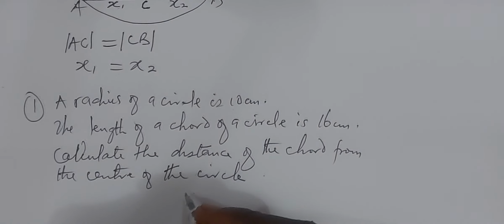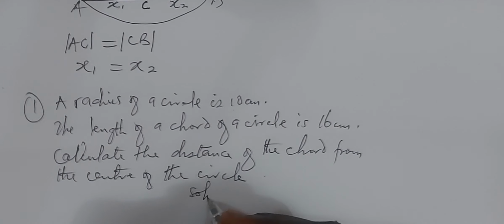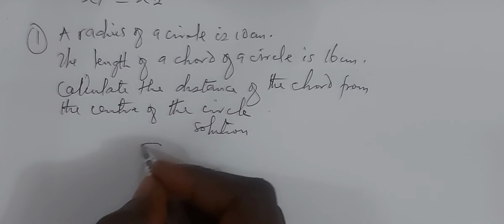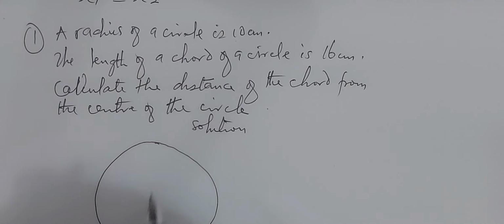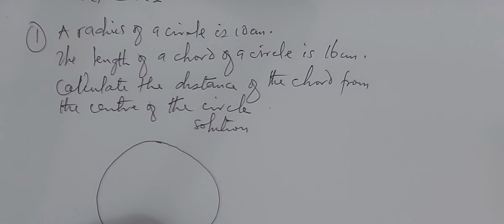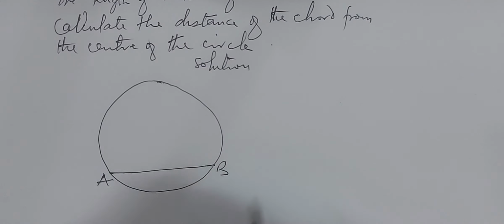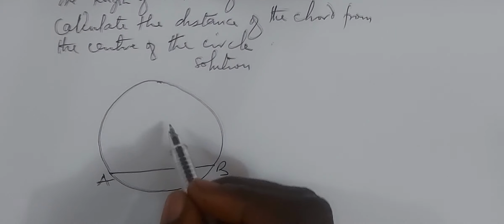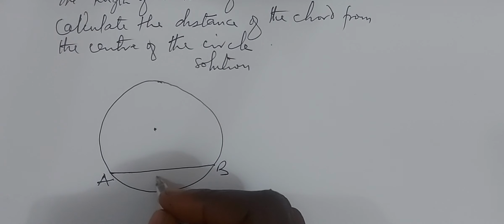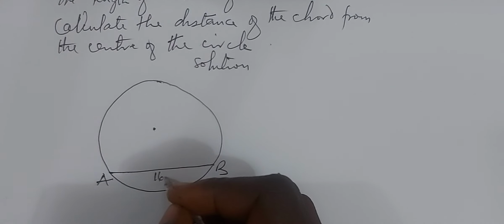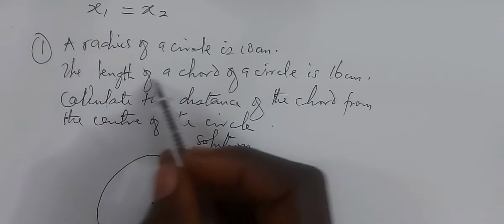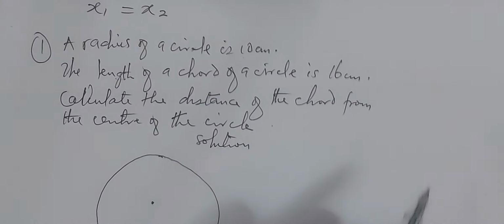Okay? So let's solve it. All we do is to draw the circle and draw a chord, and say this is AB, as usual. So we say this is the center of the circle. The length of the chord is 16 centimeter. From here, you can see the length of the chord of the circle is 16 centimeter.